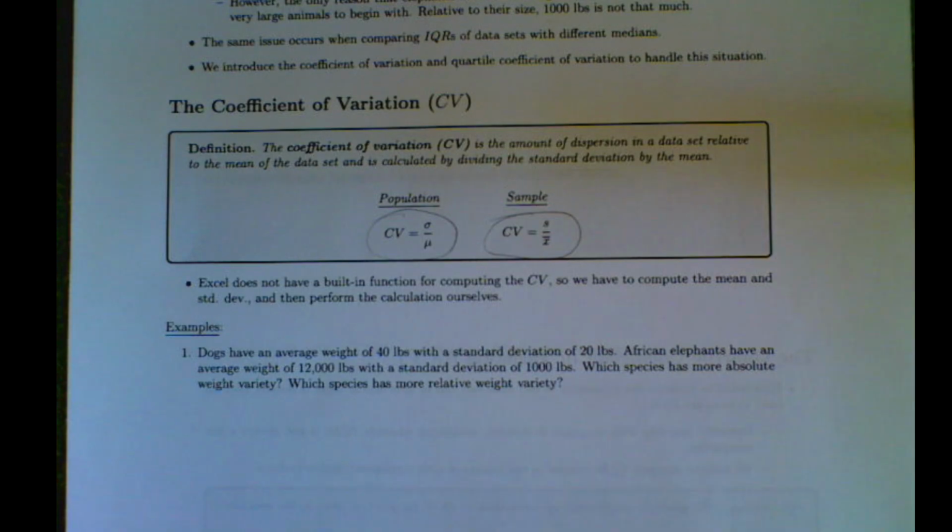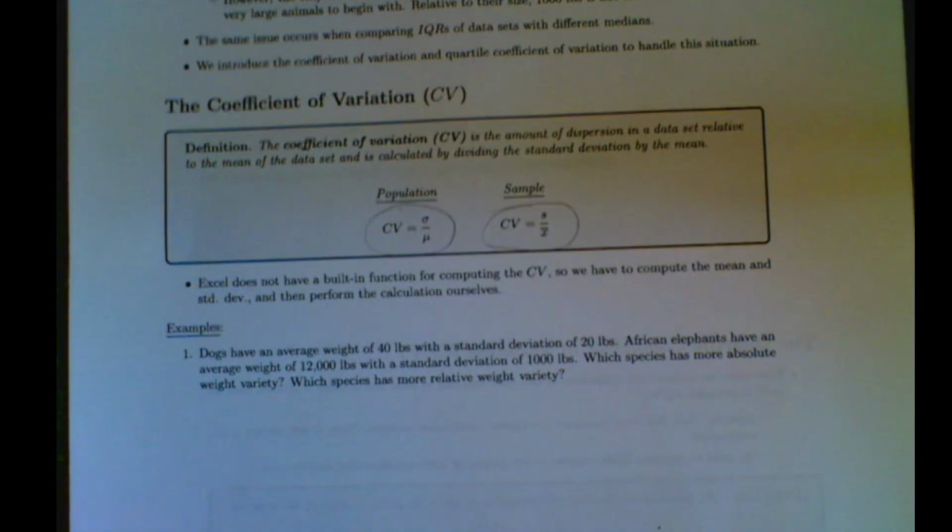So let's take a look at that example, dogs versus elephants. Dogs have an average weight of 40 pounds with a standard deviation of 20 pounds. African elephants have an average weight of 12,000 pounds with a standard deviation of 1,000 pounds. Which species has more absolute weight variety, and which species has more relative weight variety? Well, we've answered that first question already, but let's write it down.